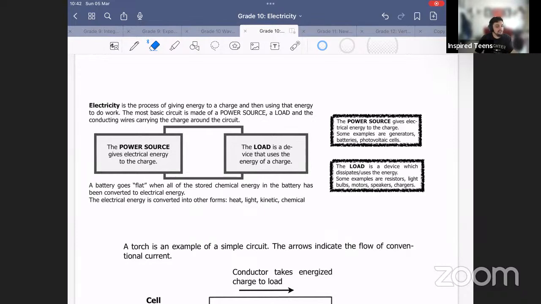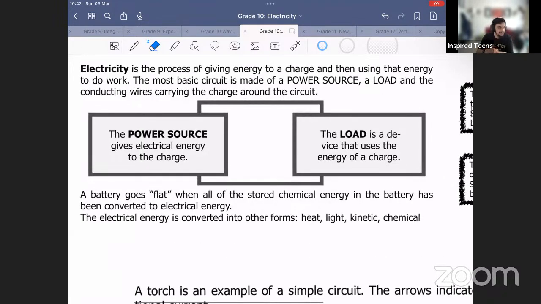Everything involves some sort of electricity. Okay, so yes, the most basic circuit is made of a power source and a load and conducting wires carrying the charge around the circuit. So let's look at this basic diagram where it says the power source gives electrical energy to the charge. Electrical energy is created by a power source such as a battery, and it gives the electrical energy to a charge.